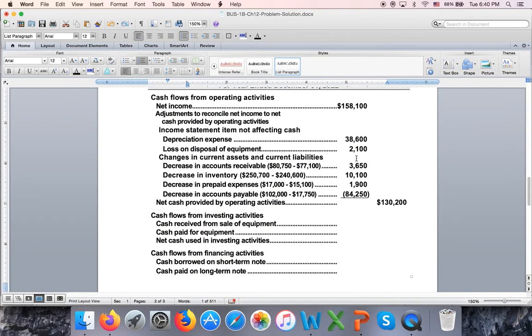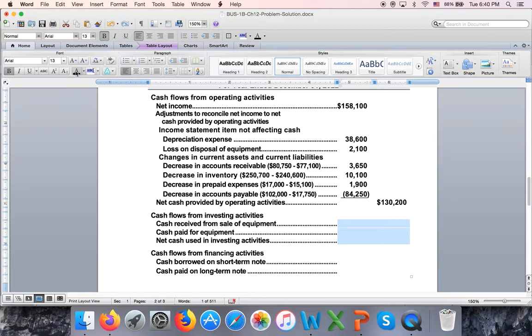So we have cash received from the sale of equipment, which is a positive inflow, and cash paid for equipment. So overall, we have a negative net cash used in investing activities, but it actually looks good. I have cash provided by my operations. I have plenty of cash. So my spending some cash here means that I'm investing in the future of the business.